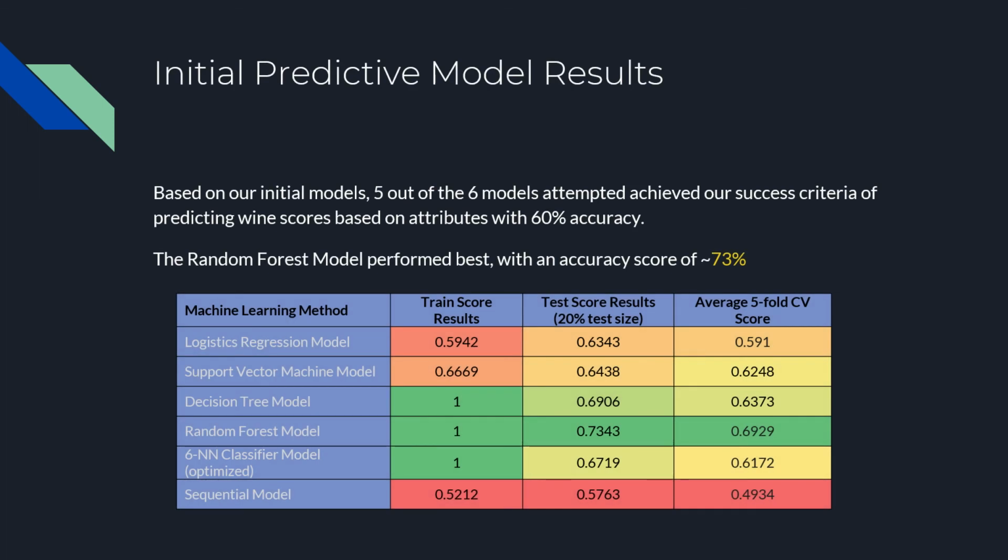We'll summarize our initial results. Based on the analysis, 5 out of 6 models achieved the success criteria of 60% accuracy for the test scores. And for the five-fold cross-validation scores, most models also achieve higher than 60%. We can see that the random forest model is the best performer in all criteria. It has a 100% training score accuracy, 73% test score accuracy, and the average 5-fold CV score is 69%. On the other hand, the sequential model is the worst performer with only 49 to 57% scores.